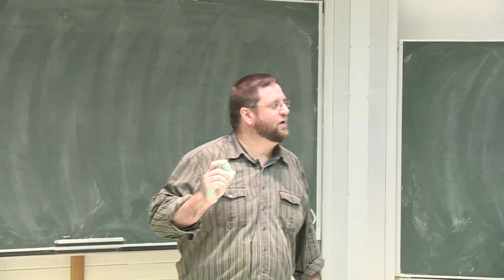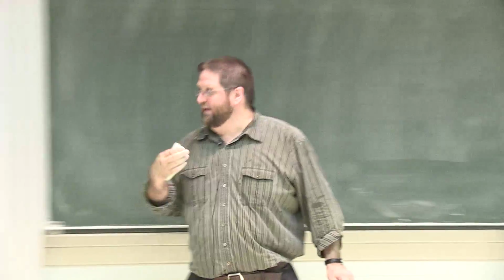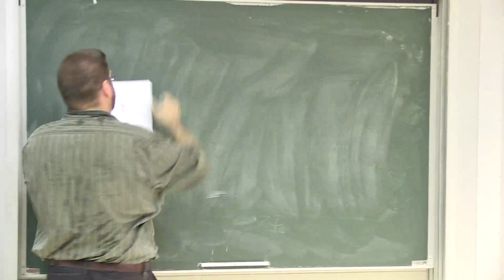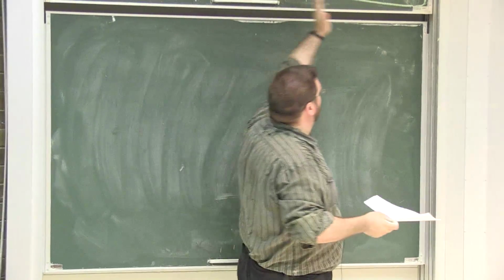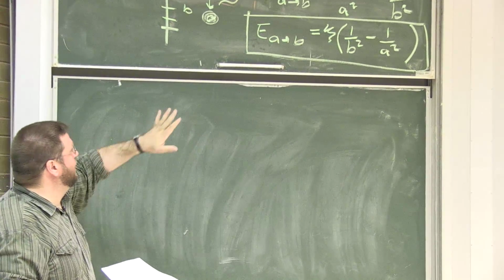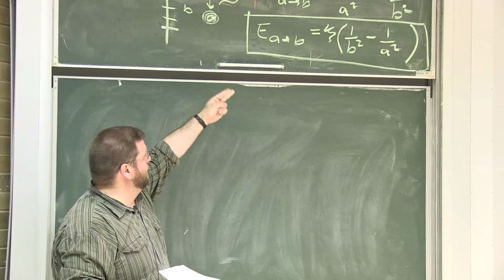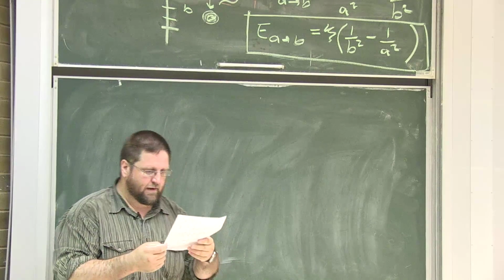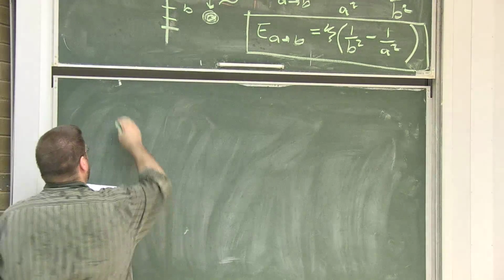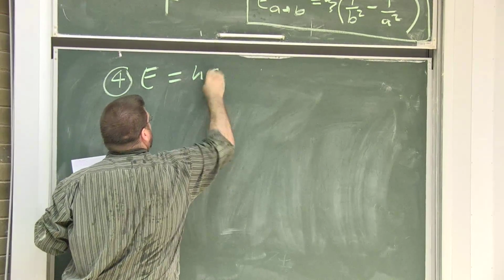E equals hc on lambda. Beautiful. Everything on the right-hand side is just integers and constants. The only place we can convert into a wavelength is energy. The bigger the energy of the photon, the smaller its wavelength. So the formula E equals hc on lambda, which is equation 4 of the course, relates the energy of a photon to its wavelength.